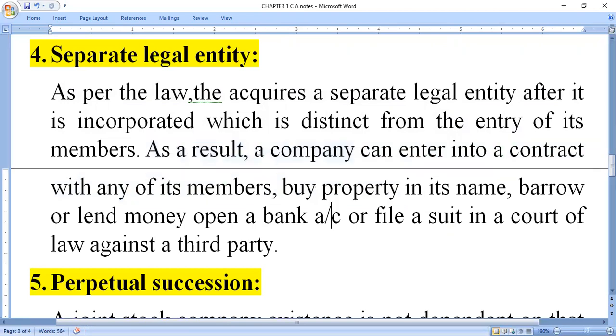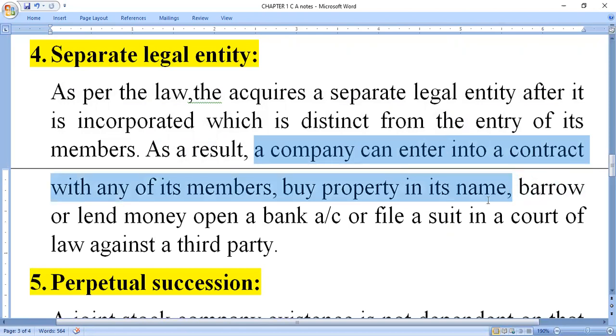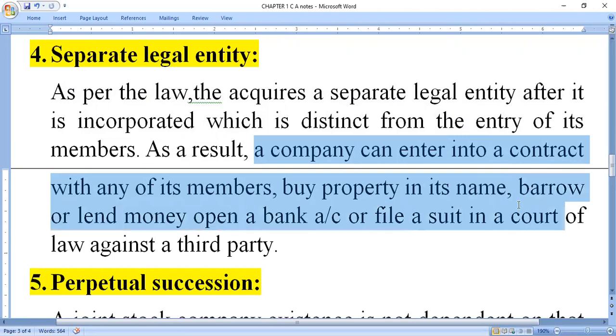As a result, a company can enter into a contract with any of its members, buy property in its name, borrow or lend money, open a bank account or file a suit in a court of law against a third party. Each and every activity is done in the name of the company only. Therefore, the company has a separate legal entity.